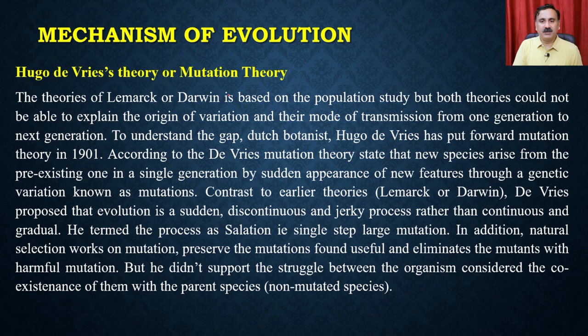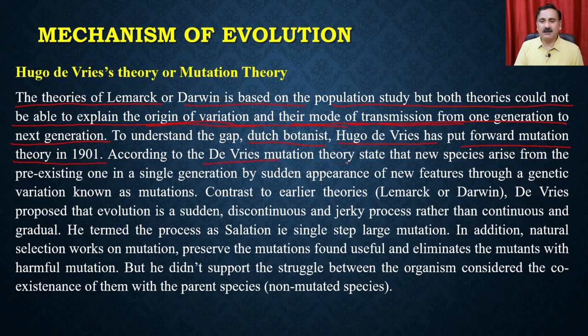So what is Hugo de Vries' theory? The theory of Lamarck and Darwin is based on population study, but both theories could not explain the origin of the variation and its mode of transmission from one generation to the next generation. That was the major objection to both theories, the Lamarck theory and the Darwin theory. To fill this gap, the Dutch botanist Hugo de Vries put forward the mutation theory in 1901.